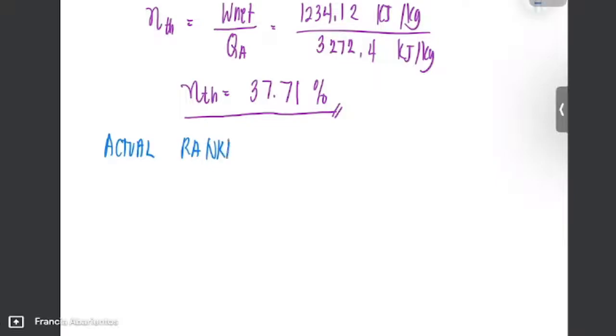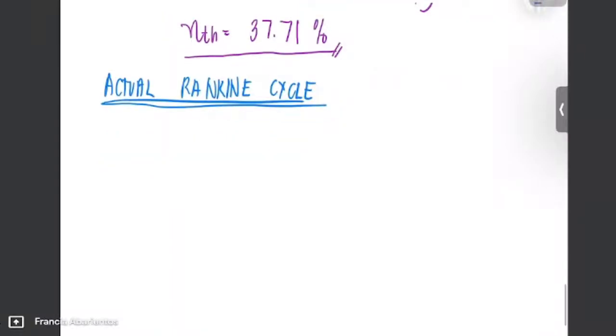Rankine cycle. Okay. Using the same problem, okay? Ibigay ko sa inyo. Same yung problem natin ha. Para mas maintindihan si actual Rankine cycle.